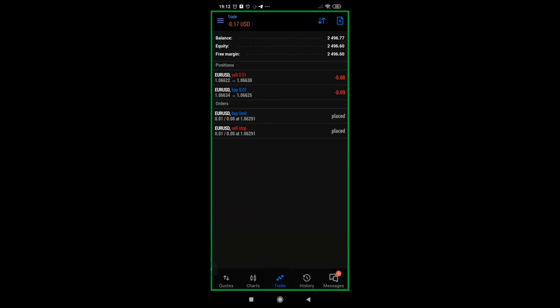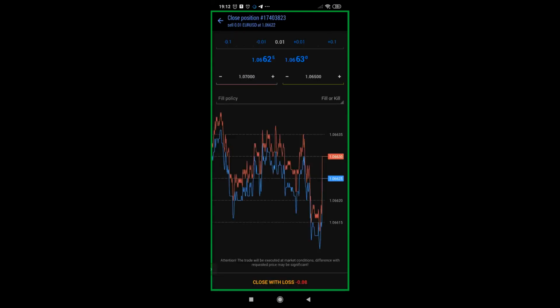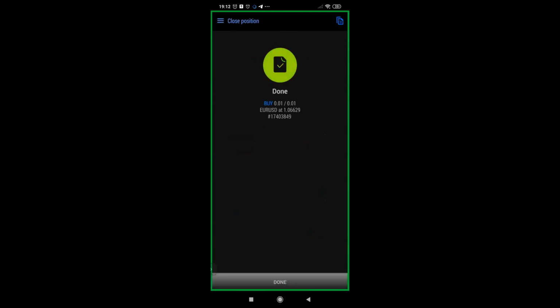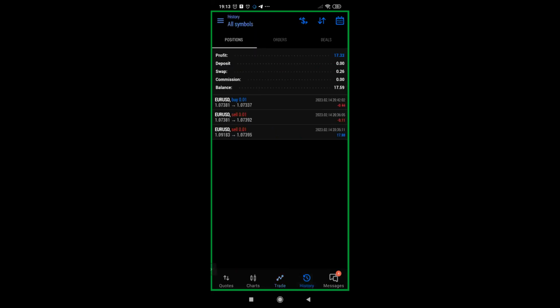Simply tap on the running trade for about 1 second, click on close position. You can see at the very bottom, if you are in a loss, it will say close with loss. If you are in profit, it will say close with profit. I can still withstand this loss, it's just less than 10 cents. Let's close with loss. When you close with loss, you can see the trade is no longer there. It will go to your history. When you change it to today, you can see your history.